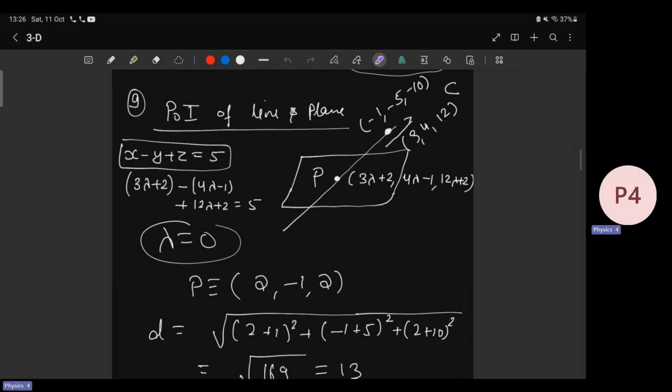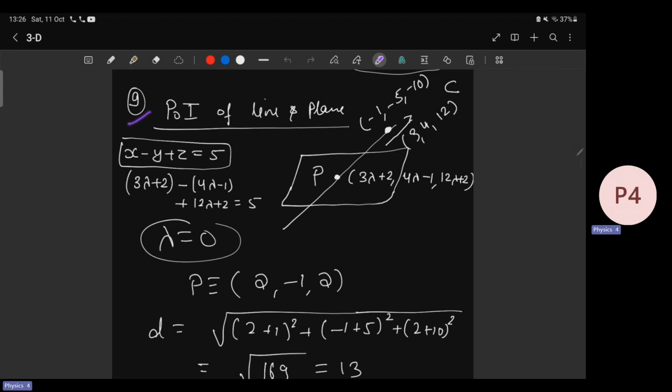Now we move on to the next question, question number 9. In this, we have to find the distance of the point minus 1, minus 5 and minus 10, the distance of this point from the point of intersection of the line and the plane. All right, of the line and the plane. So this is the line and this is the plane. Now P is the point of intersection of the line and the plane.